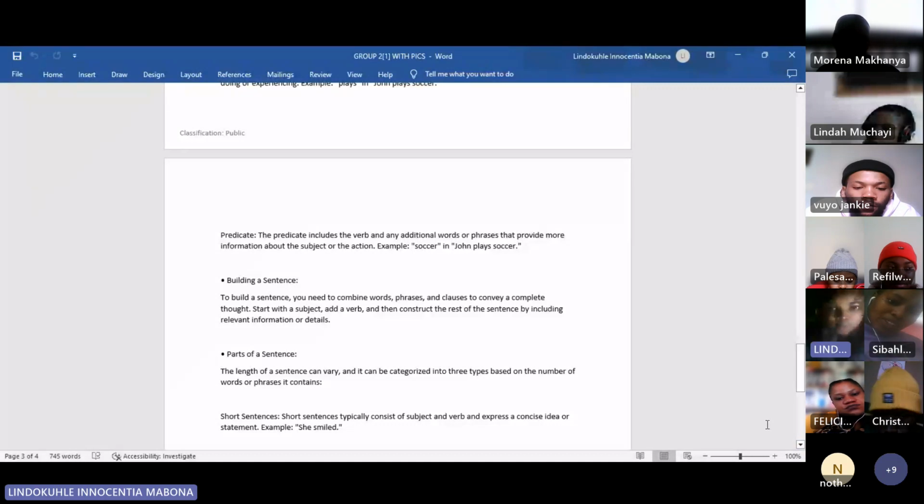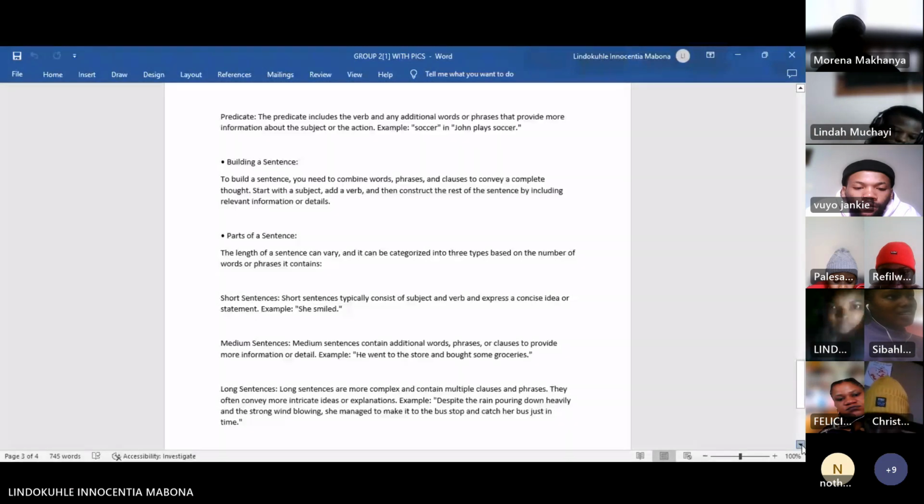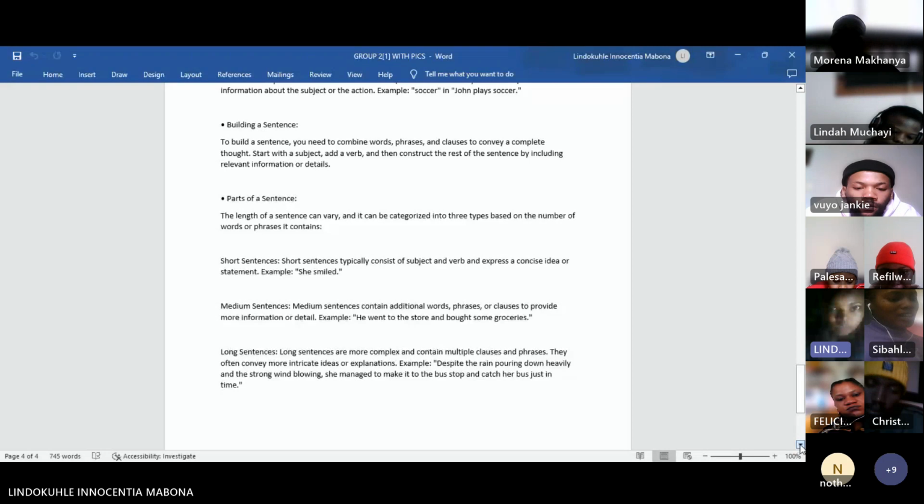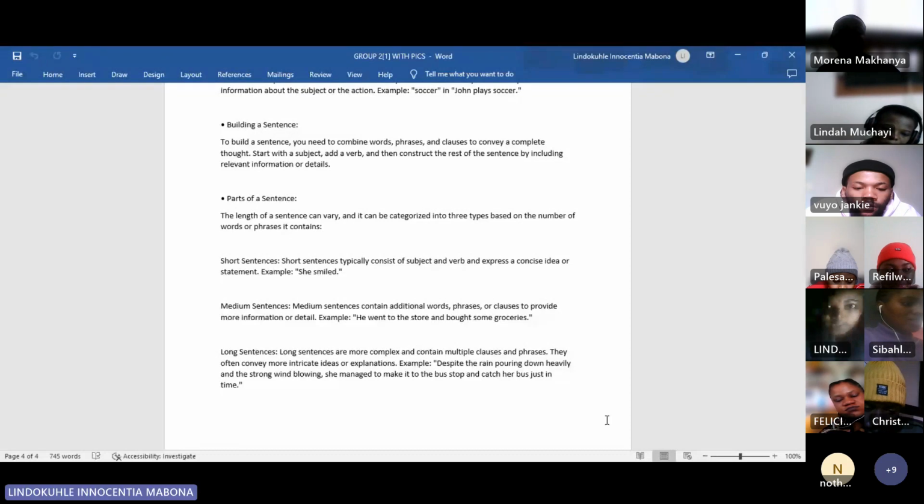Parts of a sentence. The length of the sentence can vary and it can be categorized into three types based on the number of words or phrases it contains. Short sentences. Short sentences typically consist of subject and verb and express a concise idea or statement. For an example, she smiled.